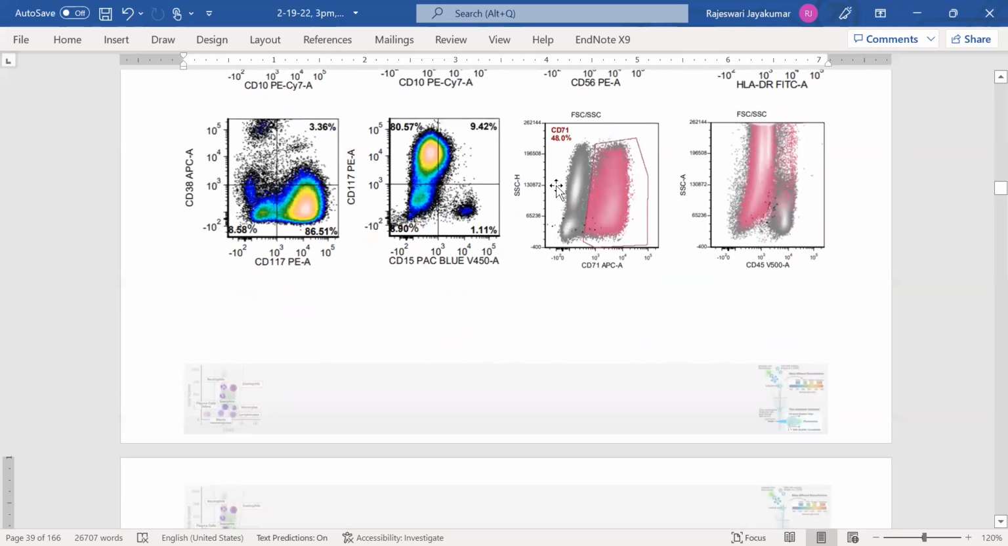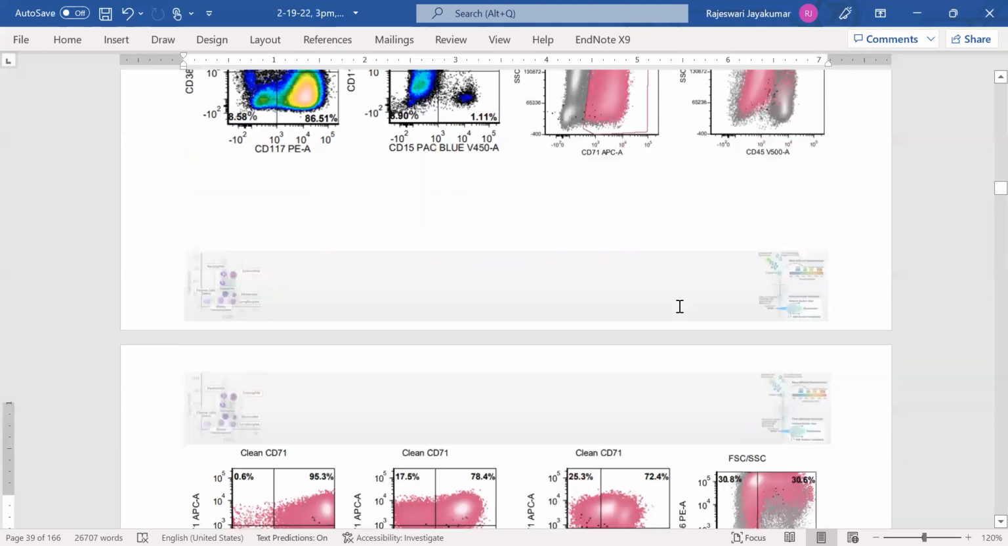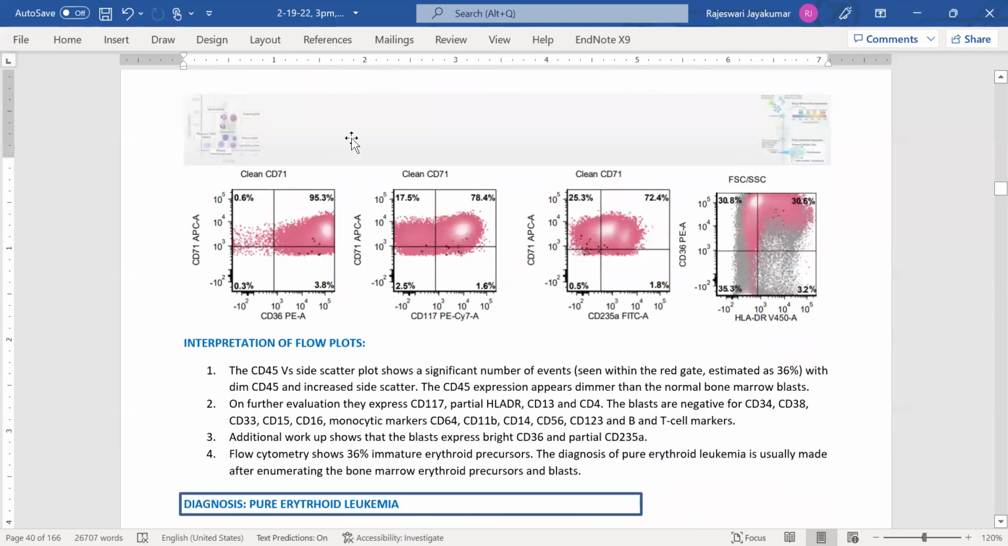So this is another tube that has CD71 and some other markers. Let's first see CD71 versus side scatter. We see that there is a large population that expresses really bright CD71. And these cells that express CD71 are actually the same cells that had the dimmer CD45 that we saw in the previous tube. And when we follow that up, they are positive for CD36, pretty bright. And again, we see that they are positive for CD117 and they express a partial CD235.